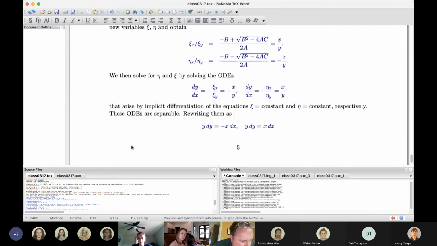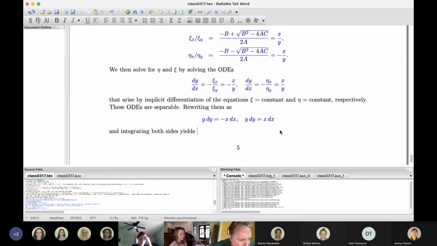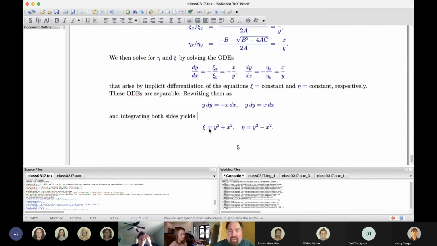So what we get is y dy is minus x dx, and y dy is x dx. So now you can integrate both sides of these like you would for any separable equation. And this is what you get. So here I have y squared plus x squared is equal to a constant. So xc is basically the constant of integration that comes from integrating both sides of this.